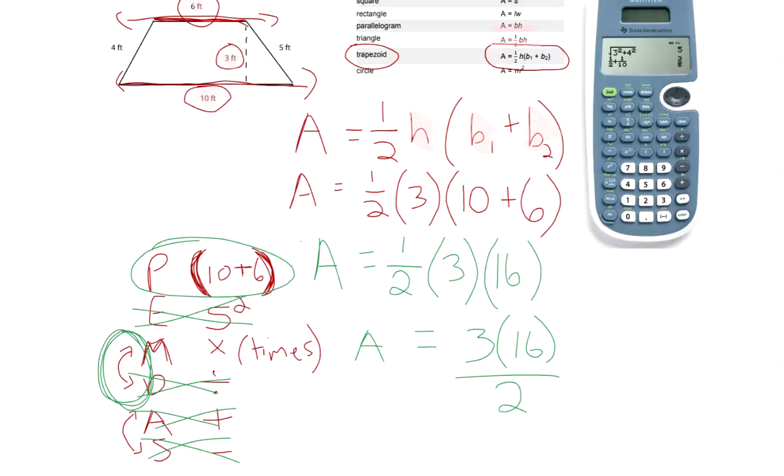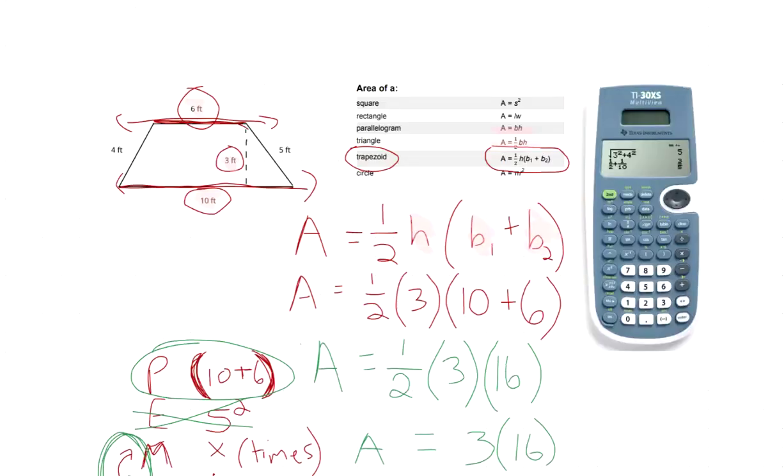The key here, there's a couple things. Make sure the height is the vertical height, the distance between base 1 and base 2, and make sure your base 1 and base 2 are the parallel lines. So in this case, it was the 10 and the 6 because those two lines run in the same direction. Also, very important, make sure when you go to do the math, you're dealing with what's in the parentheses as your very first step. You have to get that addition done first because it is nestled in parentheses, and PEMDAS says you must do parentheses first.